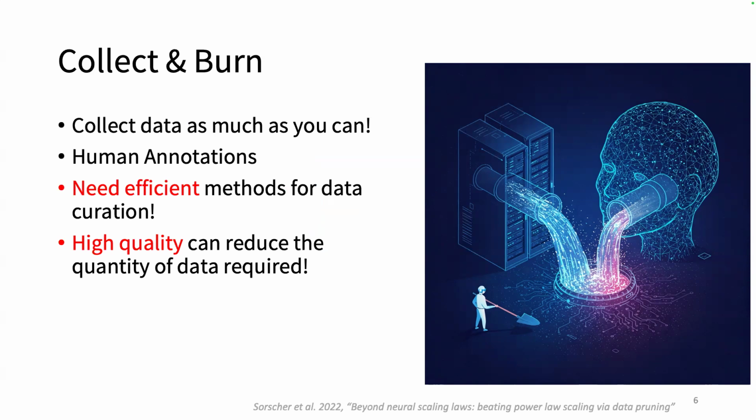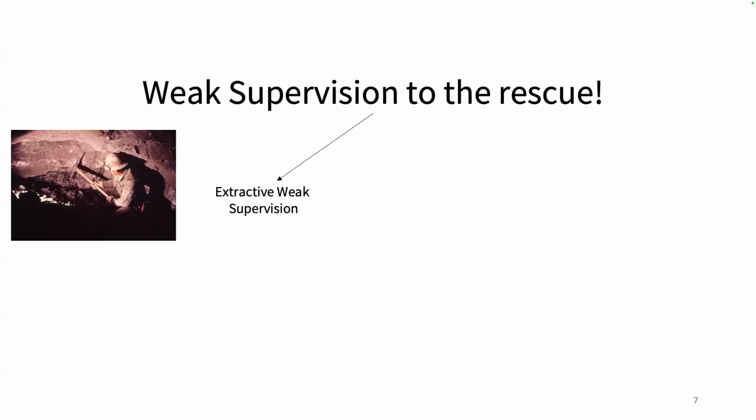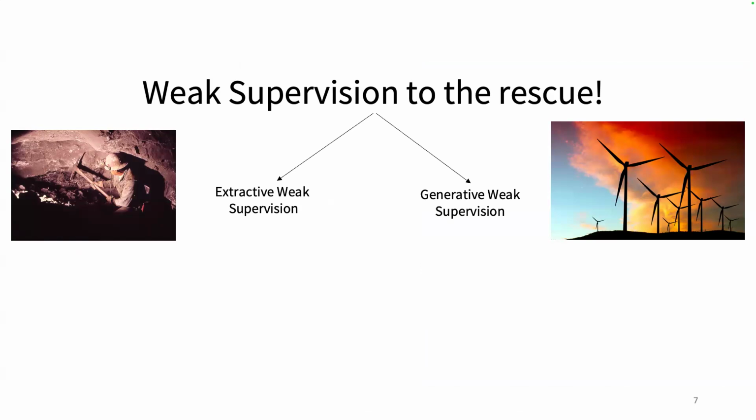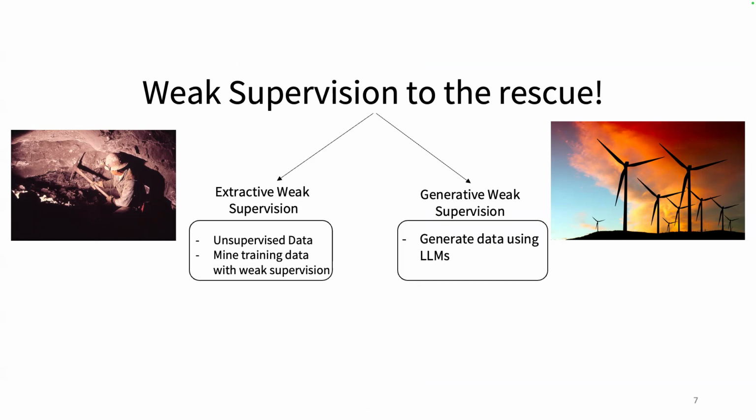The hypothesis is that high quality data can reduce the quantity of data required, which we observed in our experiments. To address this bottleneck, we look into weak supervision. We divide weak supervision into two categories: extractive weak supervision and generative weak supervision. Extractive weak supervision consists of mining training data from pools of unsupervised data, leveraging different weak supervision signals, whereas in generative weak supervision, we generate synthetic data using LLMs.